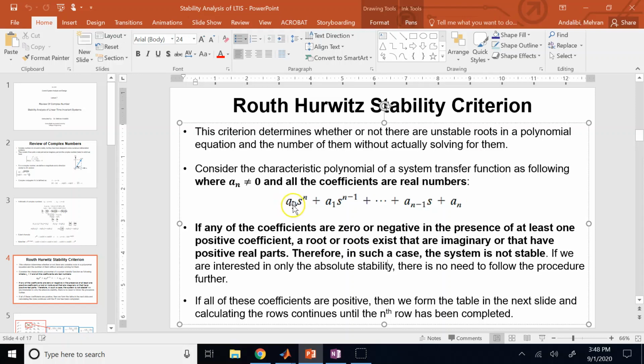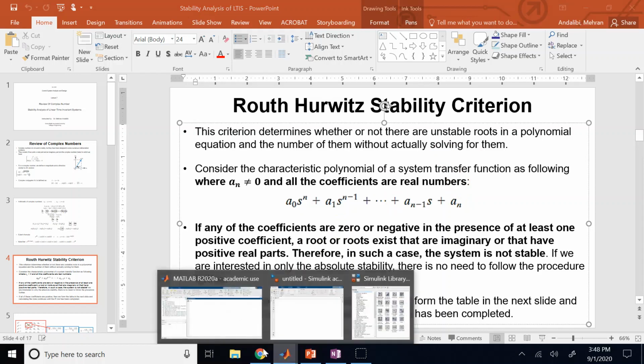But if all of them are positive and nothing is 0, how can I tell whether the system has any root to the right side or on the imaginary axis or not? Let me first go through a couple of examples, and then we come back and talk about this criterion.